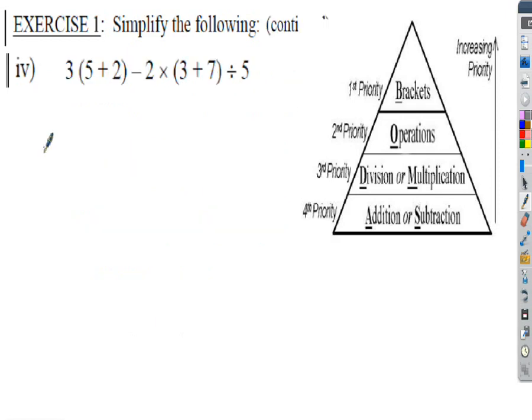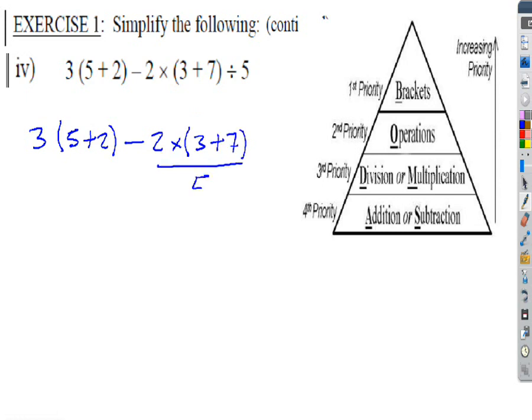Exercise 1 part 4 here. I'll slightly rewrite this question. 3 multiplied by 5 plus 2 in the bracket, and we're subtracting from that 2 multiplied by the bracket of 3 plus 7, and that's all divided by 5. My precedent lies with the 5 plus 2 in the bracket and with the 3 plus 7 inside the bracket.